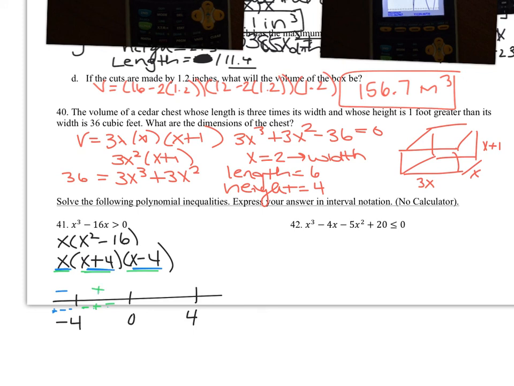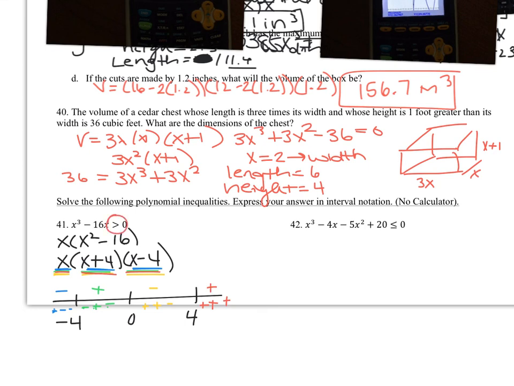If I pick a number between 0 and 4, let's say 2. If I plug in 2 here, it's going to be positive, positive, and negative, so it will be negative. And if I pick a number greater than 4, I'd say 5, and I plug it in, it will be positive, positive, and positive, which means they're all positive.